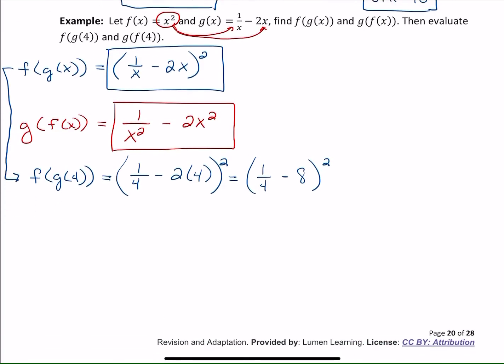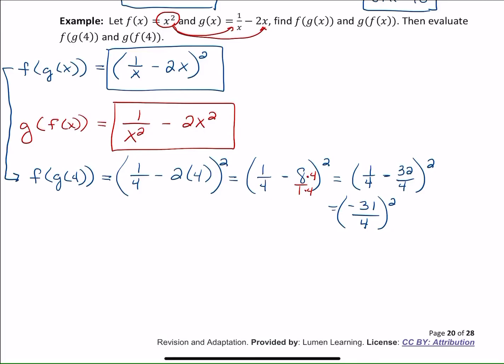We need to get a common denominator to subtract 1/4 minus 8. So think of this as over 1. I have to get the common denominator of 4, so I'm going to multiply top and bottom by 4. So that will give us 1/4 minus 32 over 4. And then that is still squared. So now that I have a common denominator, I can subtract. 1 minus 32 is negative 31, and the denominator stays the same. And then you have to square that.